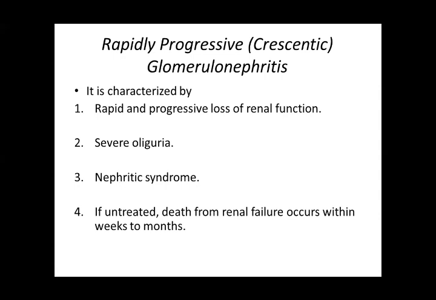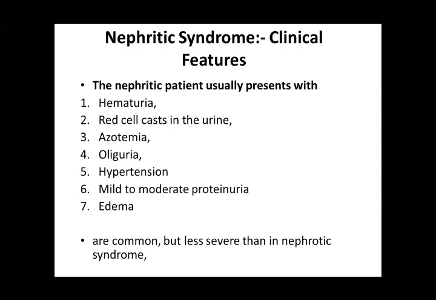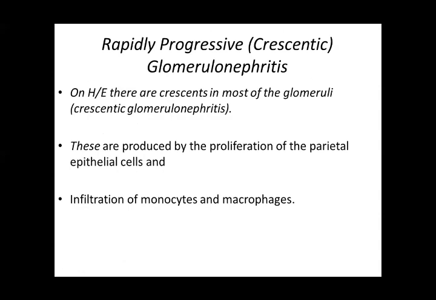The clinical features were hypertension, and then there was hematuria and red cell casts in the urine. There is azotemia, oliguria, and yes, hypertension, we discussed that. Proteinuria, which is mild, and then there is edema accompanying the proteinuria. But there is mild edema and mild to moderate proteinuria. Right. So the features of edema and proteinuria are less than in the nephrotic syndrome.